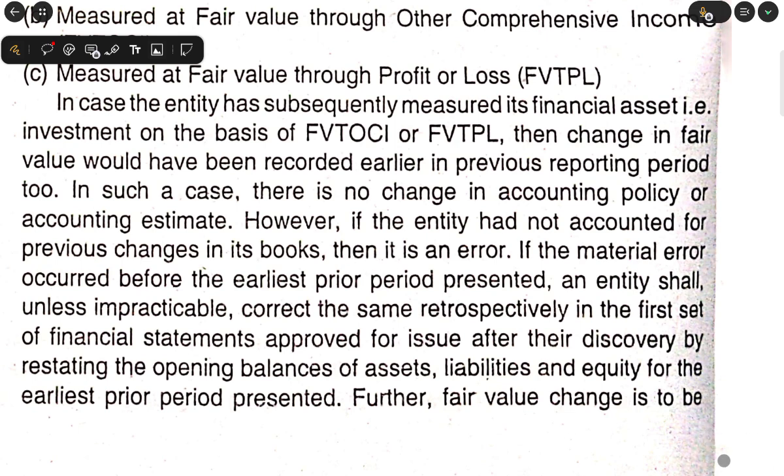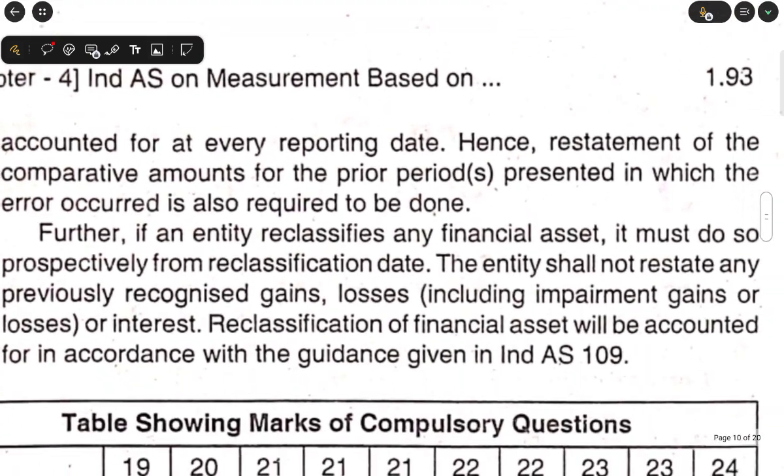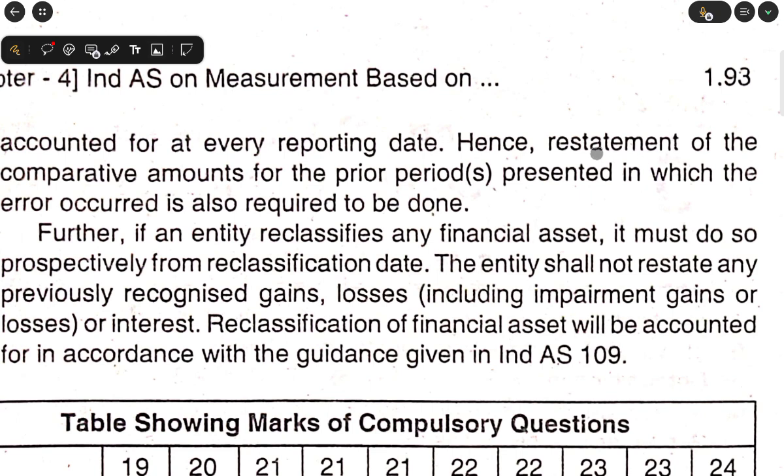If a material error occurred before the earliest prior period presented, the entity shall, unless impracticable, correct it retrospectively in the first set of financial statements issued after the discovery, by restating the opening balances of assets, liabilities and equity of the earliest prior period presented. Further, the fair value changes are accounted for at every reporting date. Hence, restatement of the comprehensive amounts of the prior period presented in which the error occurred is required.